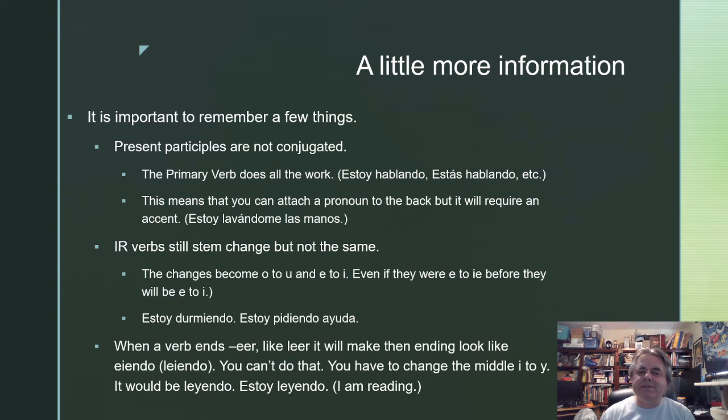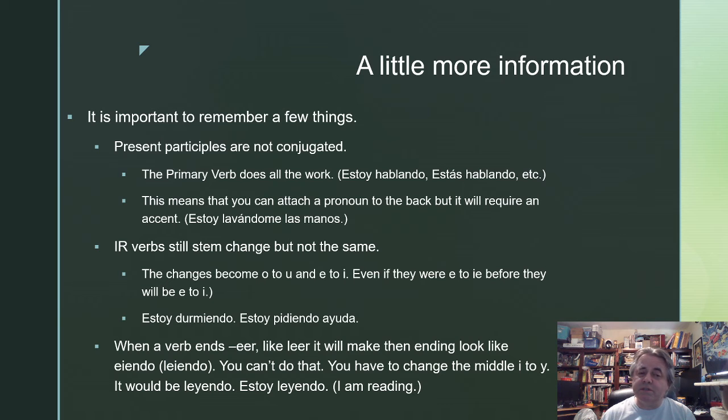So you can see it's not actually conjugated. And what this means for us is that because it's not conjugated, if we have a pronoun, we could attach it to the back if we wanted to. Taking the verb lavarse, to wash, I can take that lavando, the present participle, estoy lavando, I am washing, and add the me to the back that would have happened because it was lavarse. And so we see in the model here, estoy lavándome.